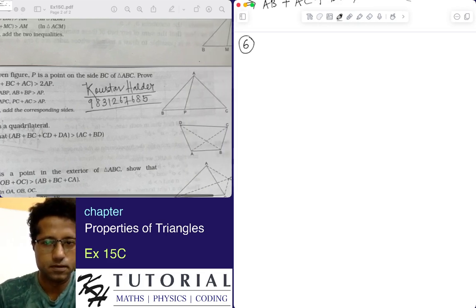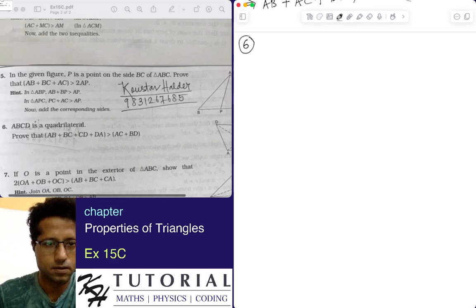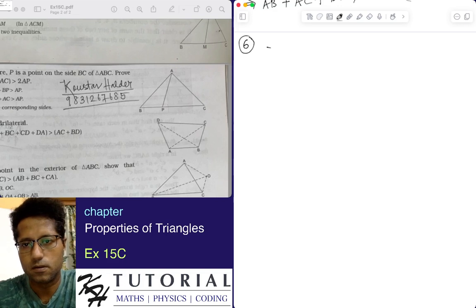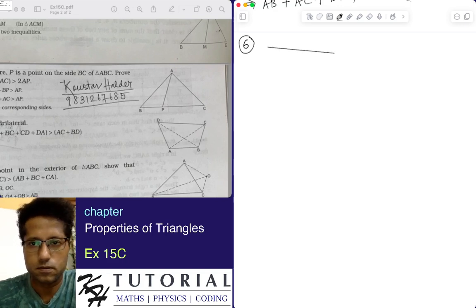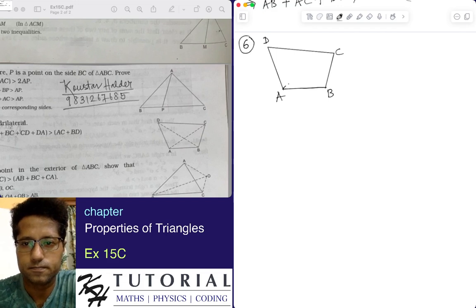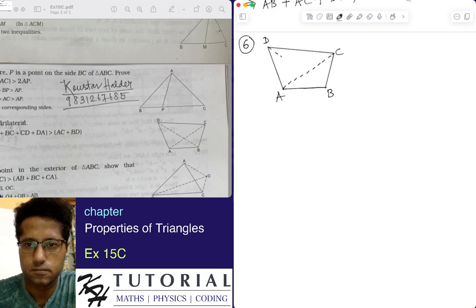ABCD is a quadrilateral. Prove that. Okay, let's first draw the quadrilateral. We have this, this, and this. So the quadrilateral is like this: A, B, C, D, and the diagonals are joined. AC and DB are the two diagonals.